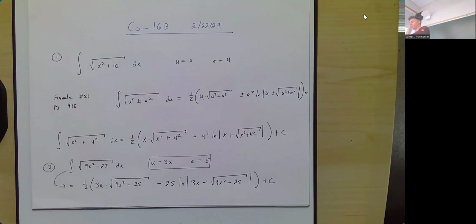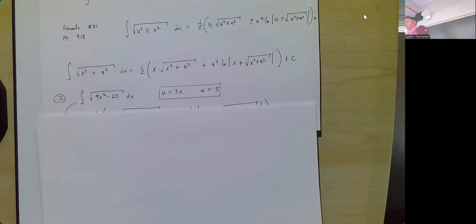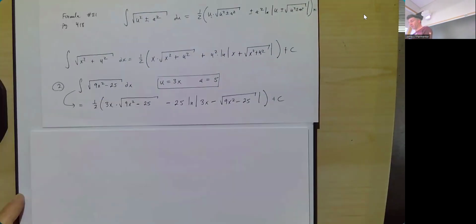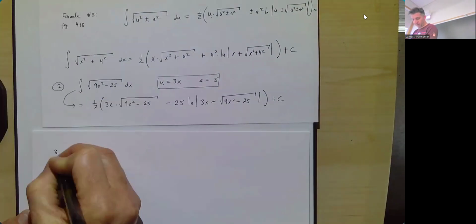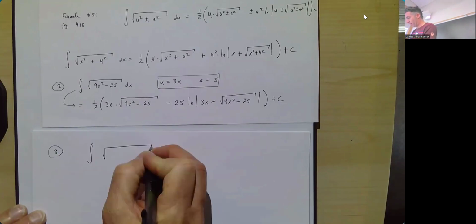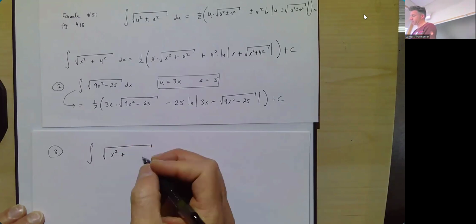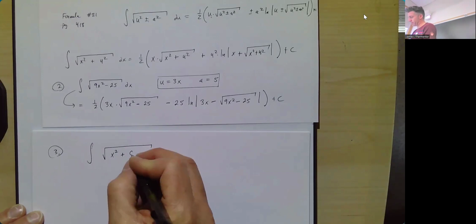Let's look at one more example that uses this formula, just to see how you might get something that doesn't look like this from the jump, but still requires this formula. Let's say we wanted to find the integral of the square root of x squared plus 6x.